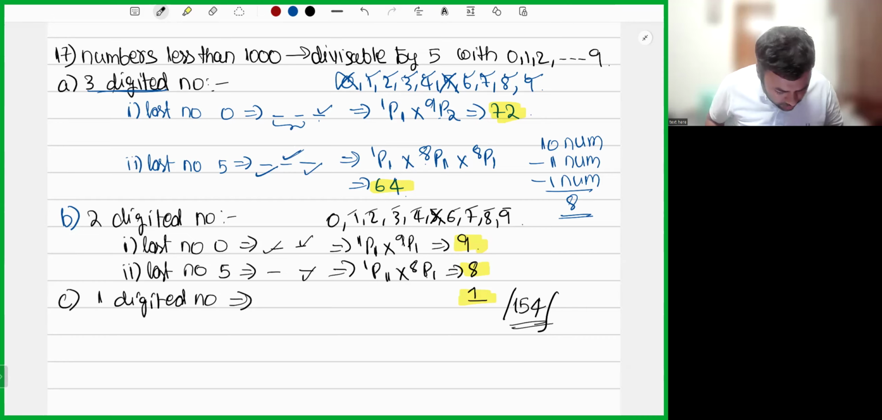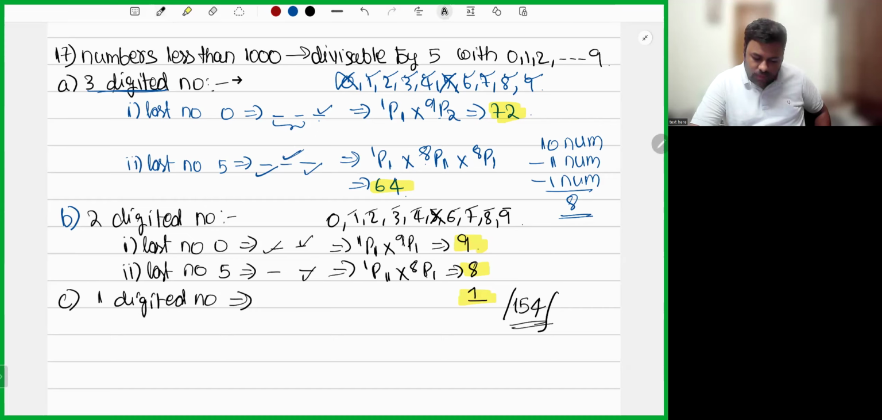Yes, sir. 154 is the answer. A little bit tricky, but I hope you can take that. I hope Yogita, that's fine. And I hope Vaishnavi, that's also fine. 154. Yeah.